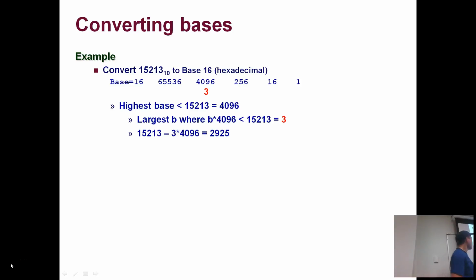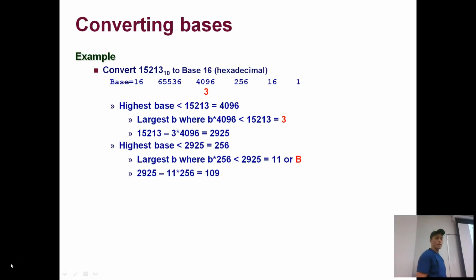You go again, and you look for the highest base less than 2,925. And of course, it's the next one over, going down. Then you want the largest value b where b times 256 is still less than 2,925. Turns out this is 11. Decimal 11, or in this case, since you're converting into hex, you want the letter B. That gives you the B. And you take 2,925, subtract 11 times 256, and you get 109.